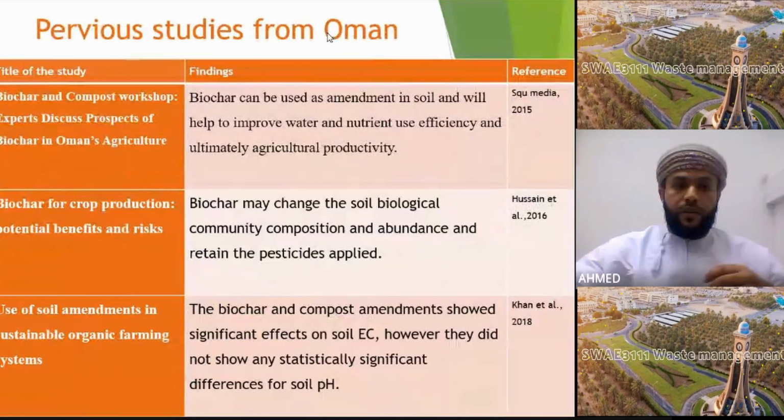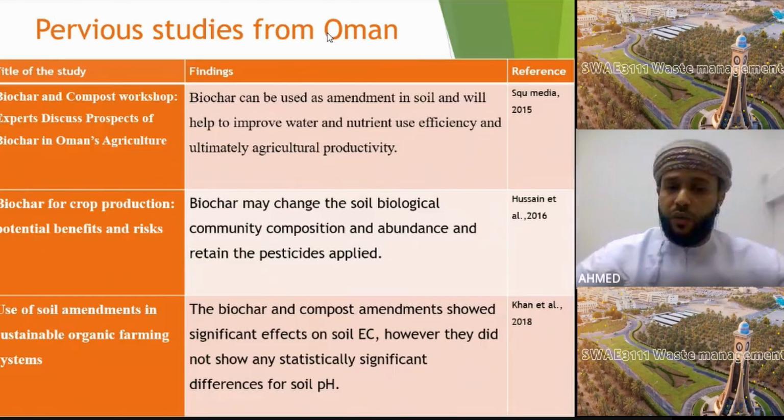These are some previous studies from Oman that have been published recently. They mentioned that biochar can be used as an amendment in soil, and it will help improve water and nutrient use efficiency, and of course improve the productivity of the agriculture sector. In another study, biochar may change the soil biological community composition and abundance, and reduce the pesticides applied. So it will decrease the application of fertilizer and pesticides.